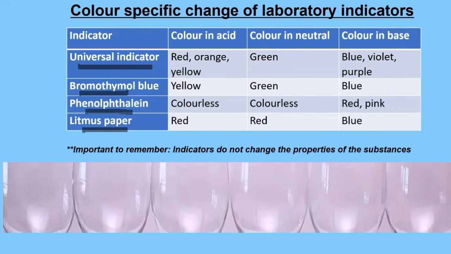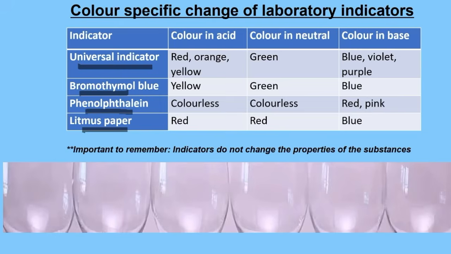We work with two different types of litmus paper. If a substance is an acid, the blue litmus paper turns red, but remains blue in a base. If a substance is a base and we use red litmus paper, it turns blue. But if it is an acid and we use red litmus paper, it remains the same.